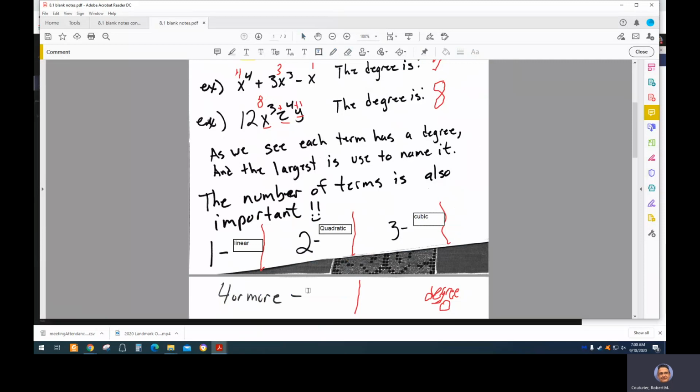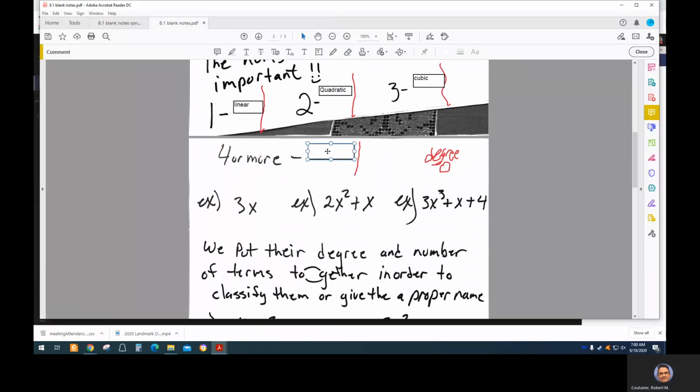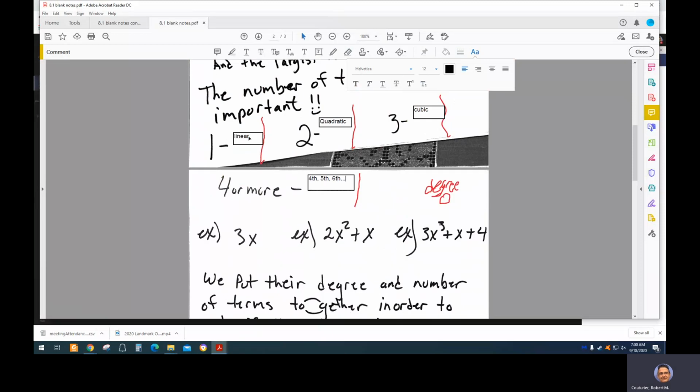And here's where us math people get non-creative. Anything that's 4 or more, we call it 4th degree, 5th degree, 6th degree, and so on. Not really creative. Like, we got creative, came up with linear, quadratic, cubic, and then we just go on from there. 4th, 5th, 6th, 7th, 8th, 100th, millionth degree.